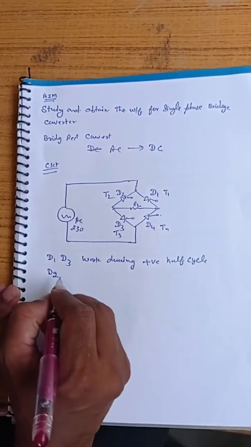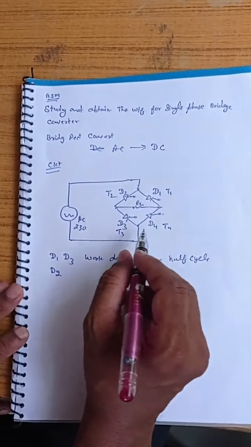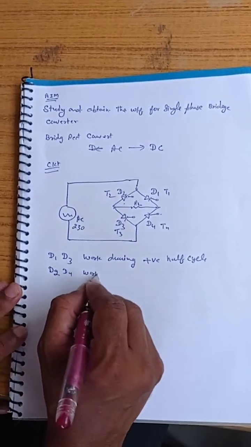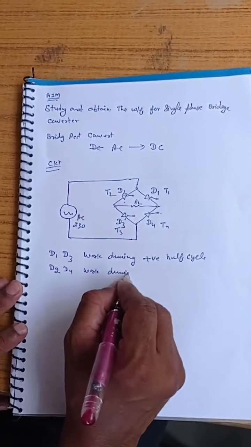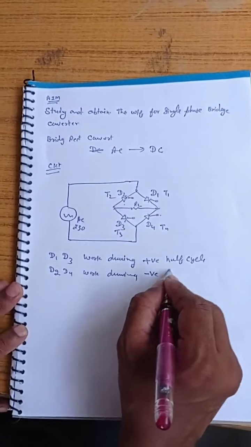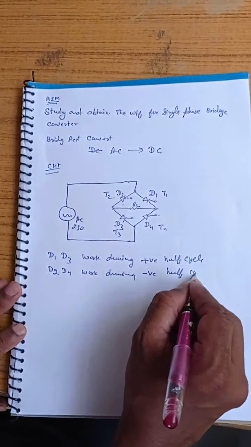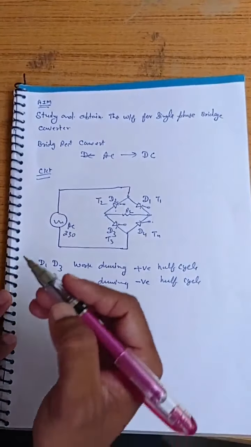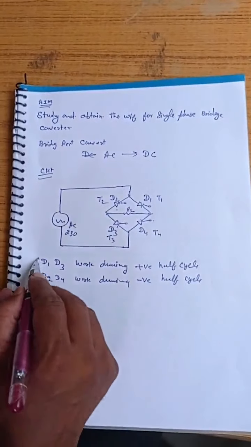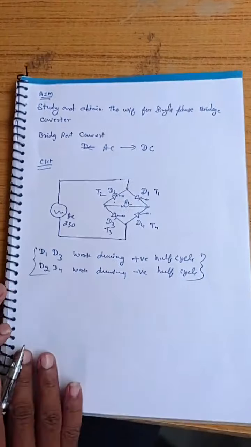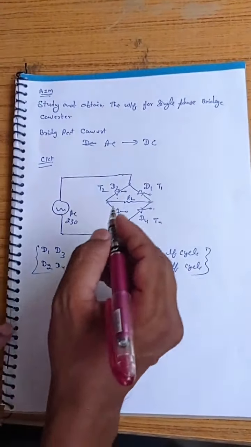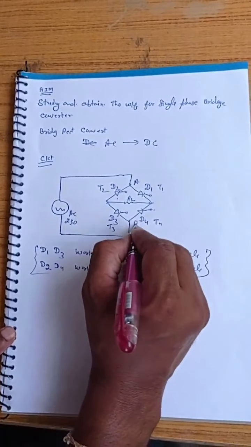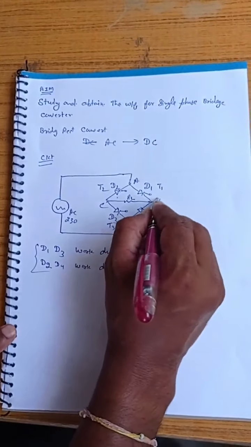and D2 and D4 work during the negative half cycle. What is the meaning of that? It means which SCR will be on in a particular cycle. I will tell about that. These two conditions are for that, and we will mark the points A, B, C and D.